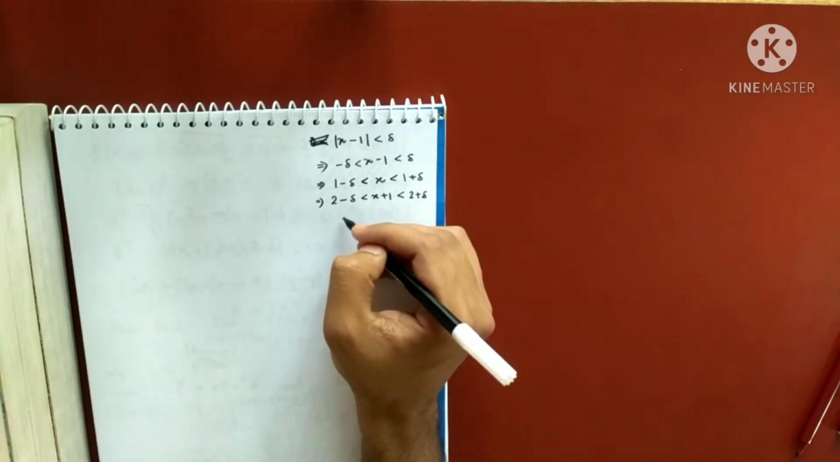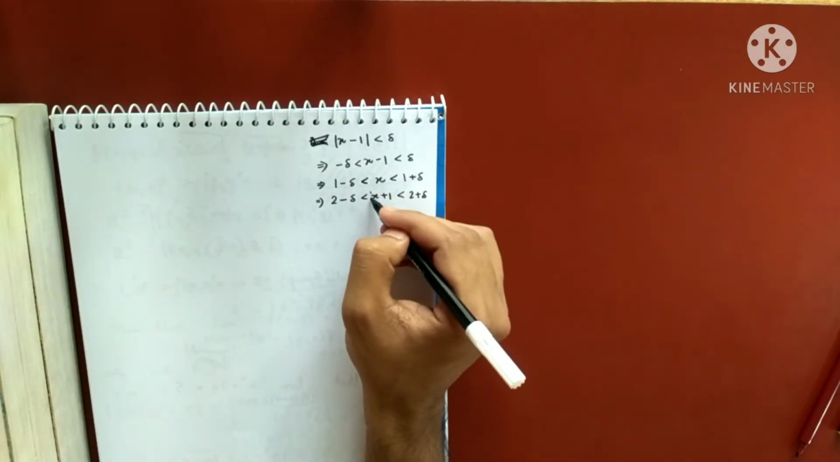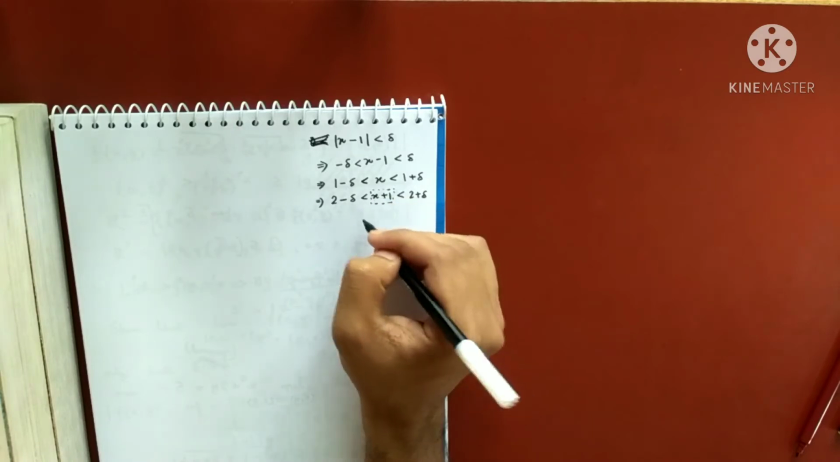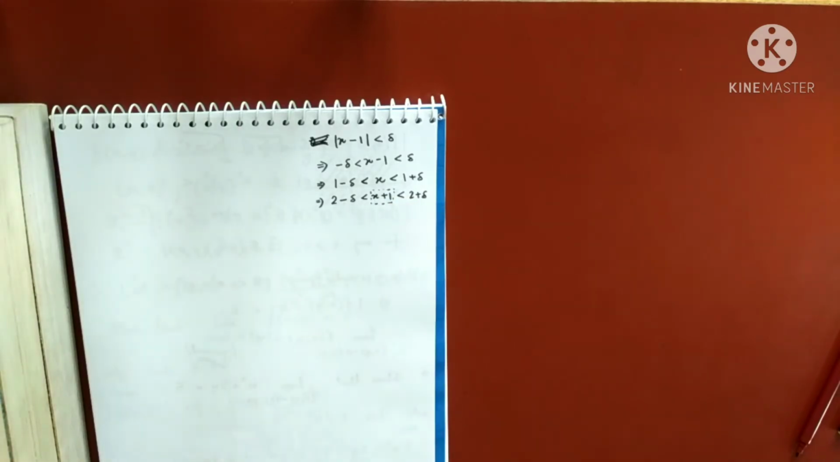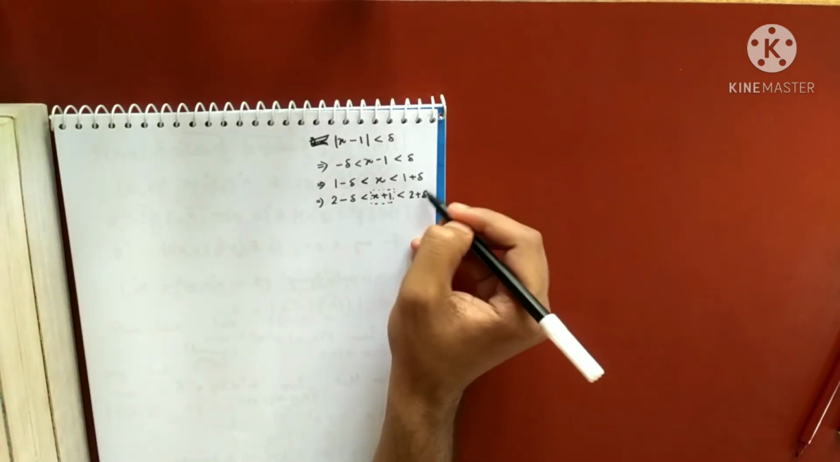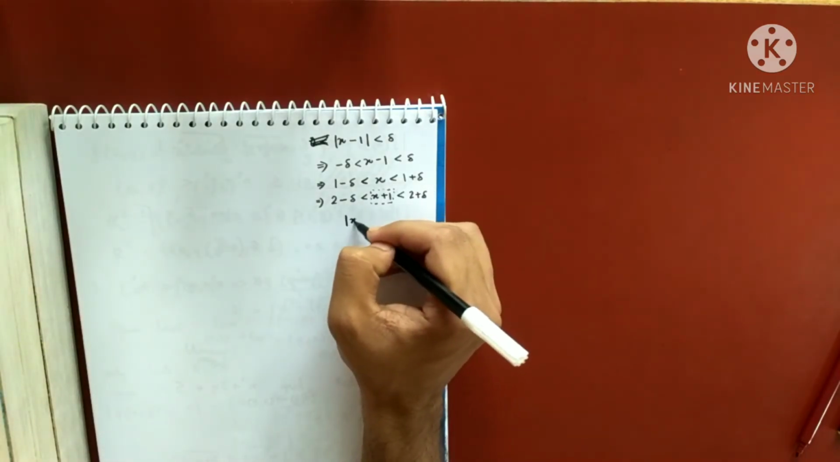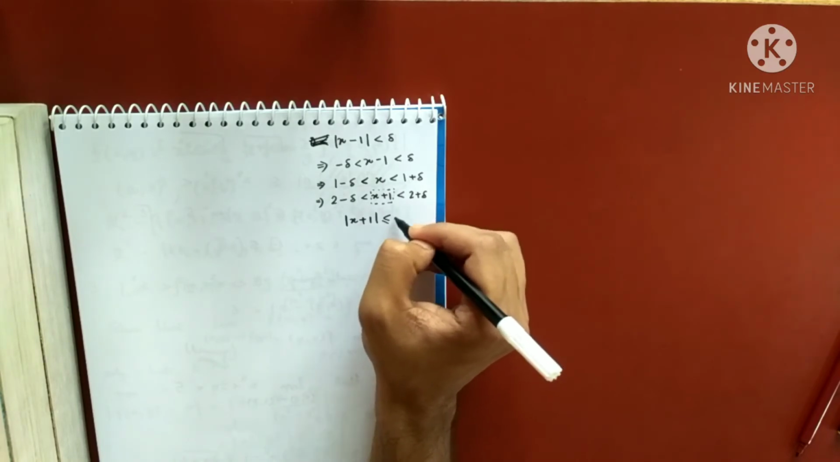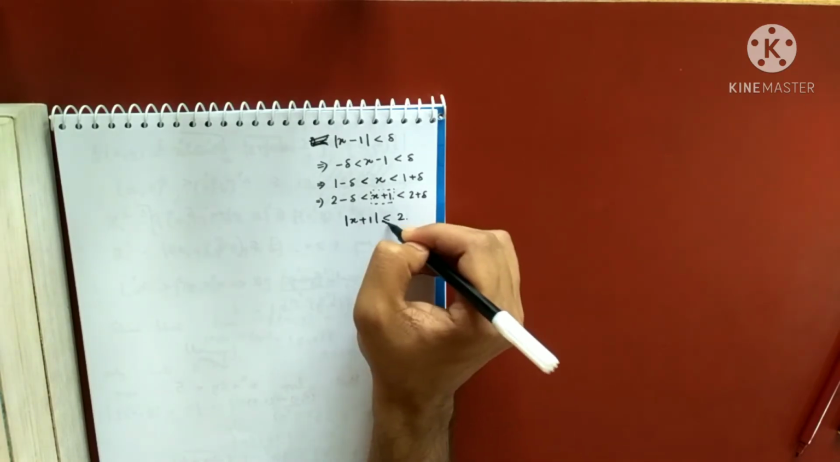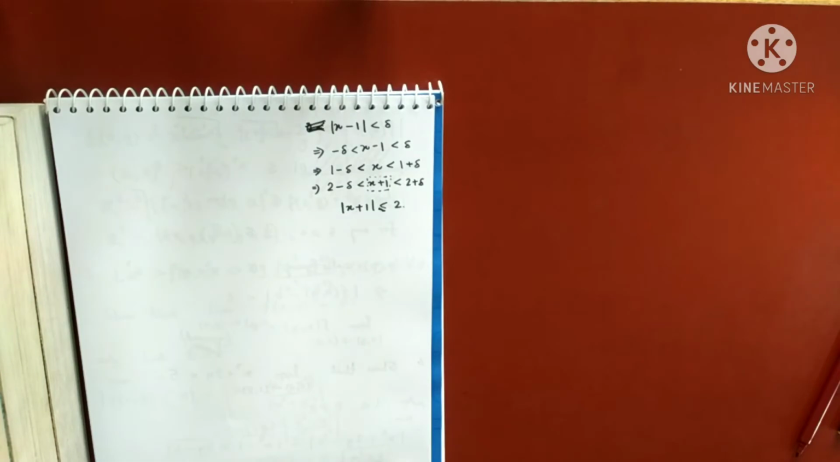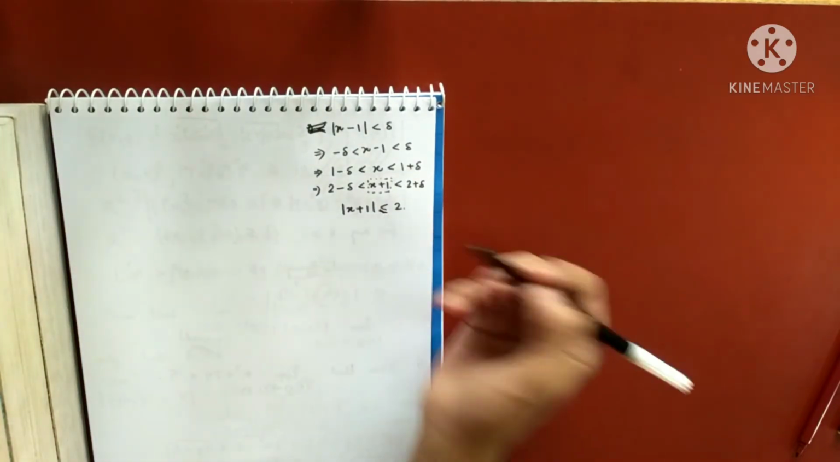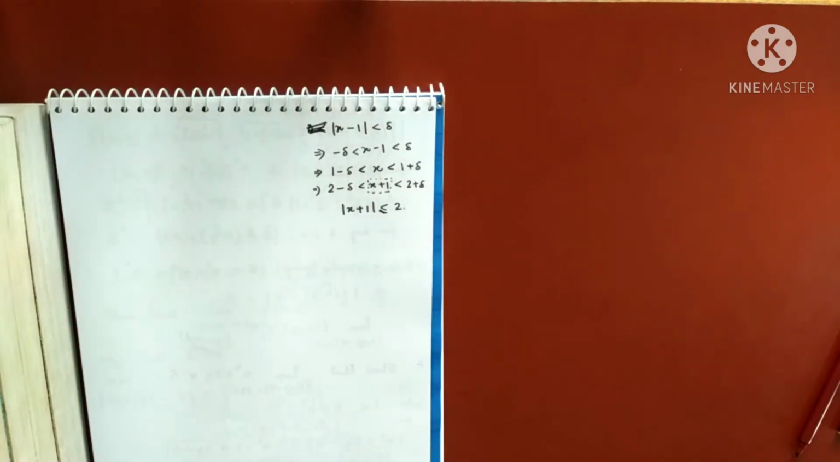Just see here, x plus 1 is a number between 2 minus delta and 2 plus delta. Okay, x plus 1 is a number between 2 minus delta and 2 plus delta. So I can choose delta to be very small such that x plus 1 is less than or equal to 2, I can say. Am I clear? Less than or equal to 2 will be enough. I can take this delta to be very small.